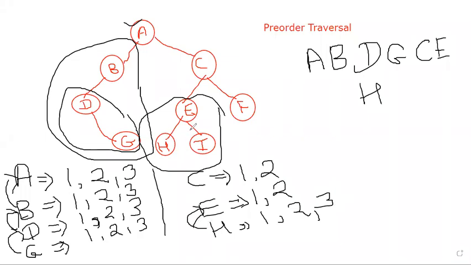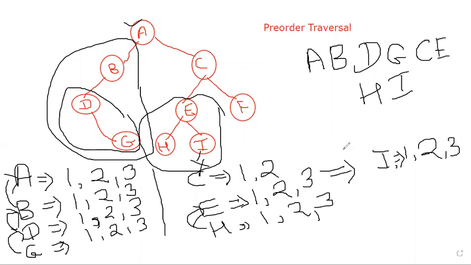Backtrack. So for E, we have visited its left subtree. Now we want to go for its right subtree. The right subtree starts with I. So we want to visit I. Again, we want to apply the pre-order traversal. The first step says visit the root. So I will be visited. The second step says go for its left subtree. Its left subtree is empty. Go for its right subtree. The right subtree is also empty. Then we are going to backtrack. Where are we going to backtrack? This I, we have come from E. So we come back to E.